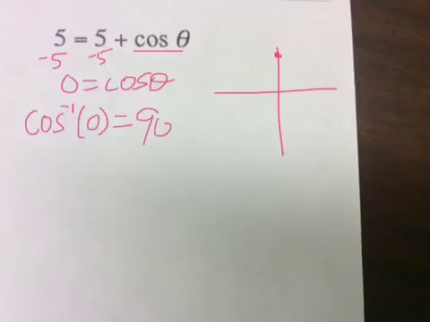And remember, the calculator only gives you solutions in the first two quadrants for cosine. So 90 is one possible answer. Don't forget, cosine's x, so that means that right down here is also a cosine of 0, which is 270.